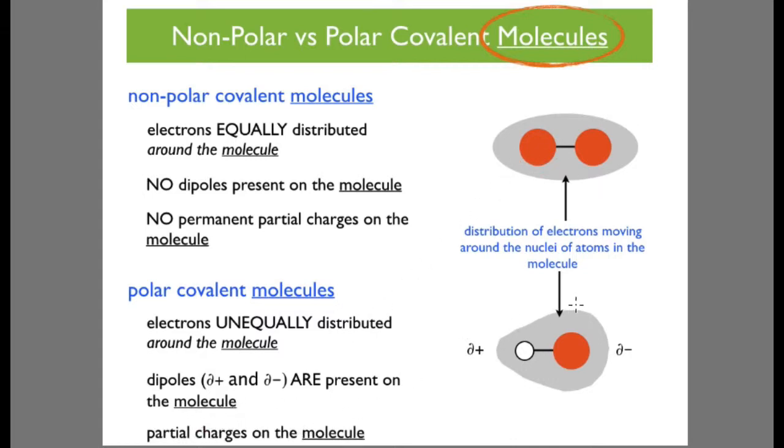but for the polar molecule there are partial charges on the molecule. You can see the electron cloud is larger over the red atom, which I guess in this case we call oxygen. And so you have a negative dipole here and a positive dipole over here.